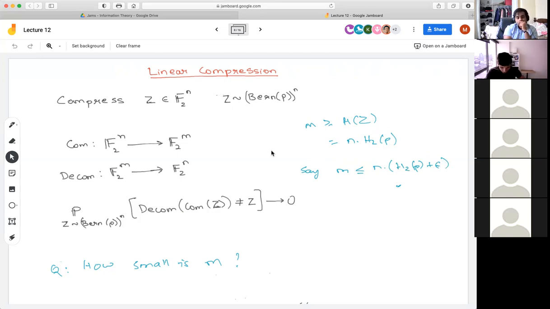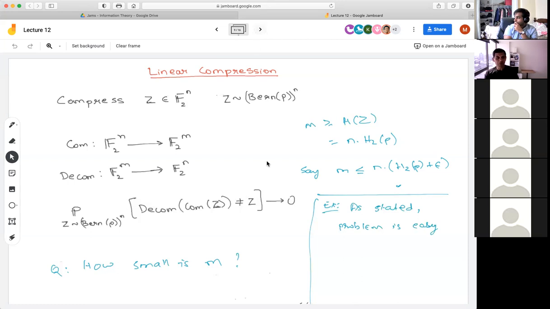Now, my claim is that if I just wanted to solve this compression problem, this is actually easy. You just want to compress n bits to m bits. You know that the n bits are distributed according to the Bernoulli distribution, and you want to be able to recover them. I'll leave it to you as an exercise to think why that is easy. This is just compression, and I haven't used the part linear yet.